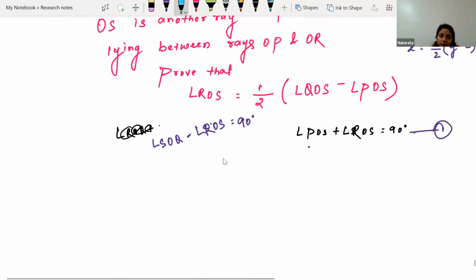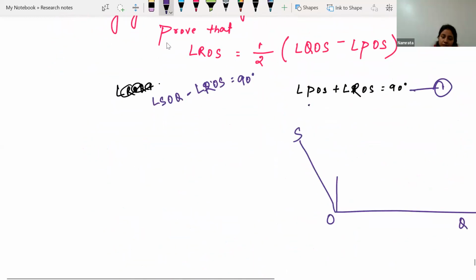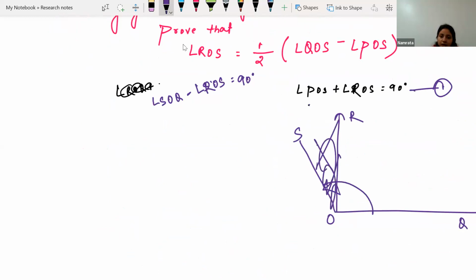Yes. I am saying there is an angle like this, which is SOQ. From this total angle, if we subtract this much part, if we cut down this much part, then we will get 90 degrees. Yes or no?